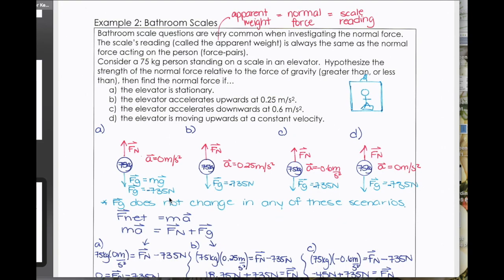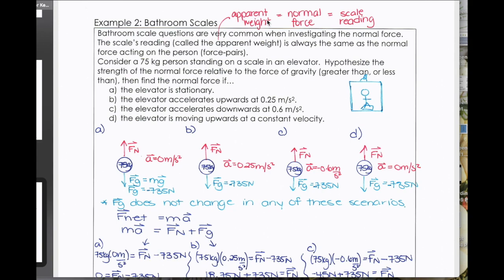For this last example problem, we're dealing with scales, and scales are a common question whenever they're talking about normal force. You see questions like these a lot whenever you're taking any other physics class and they're exploring normal forces. The scale's reading is called the apparent weight.